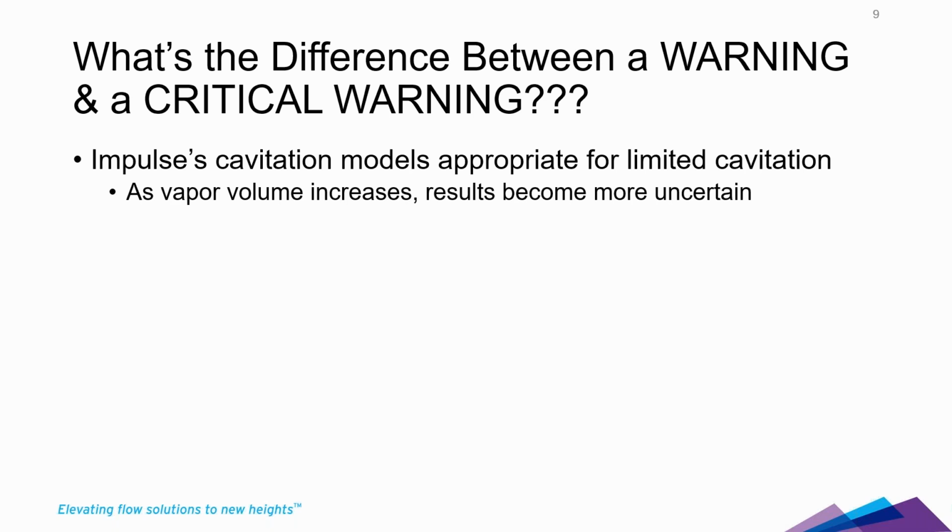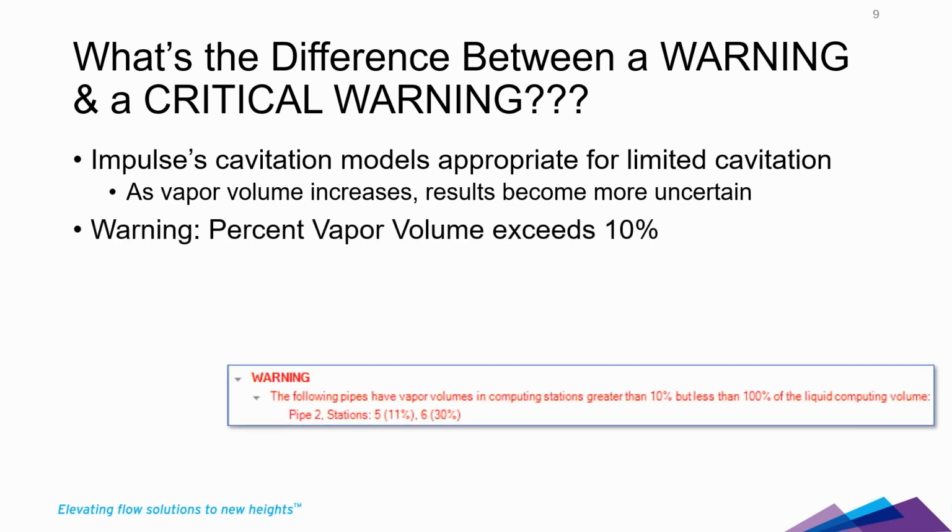When cavitation happens, the wave speed changes due to the presence of vapor, and that's not accounted for in the method of characteristics. So pay attention to your vapor volumes. Here's a warning message that tells you that your vapor volume exceeds 10%.